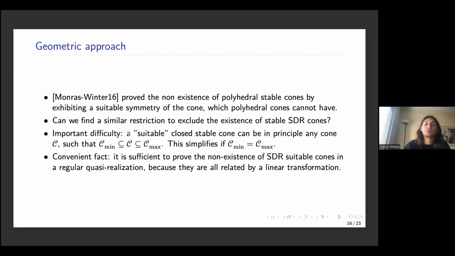So an important difficulty is that a suitable closed stable cone can be in principle any cone between Cmin and Cmax. But this simplifies if Cmin is actually equal to Cmax, because then we have just one possible candidate. And this is the idea that we follow. A convenient fact is that it is sufficient to prove the non-existence of SDP stable cones in a regular quasi-realization because all the quasi-realizations are related by a linear transformation.